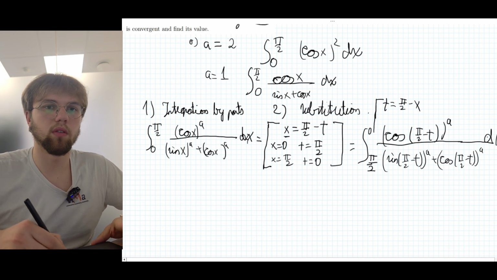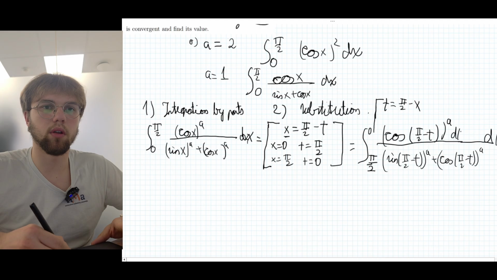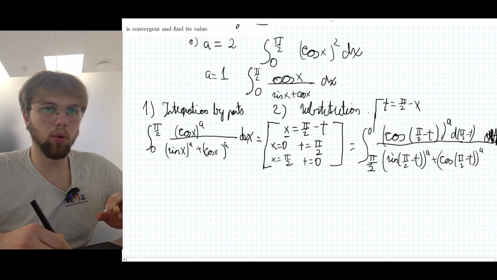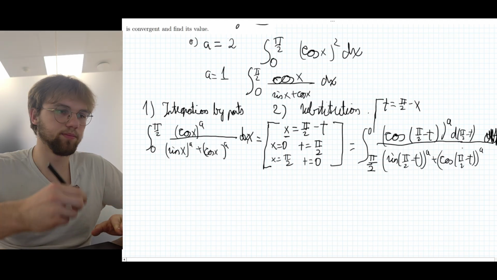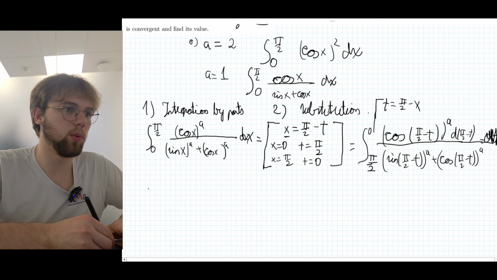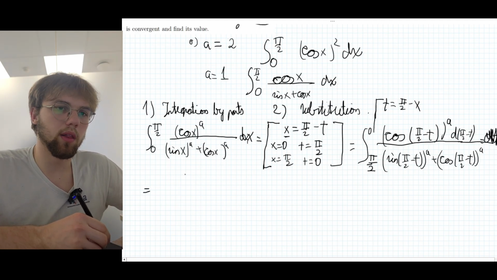Oh, this might have gone. Yeah, I'll just write it here. I don't want it to go over the camera. So yeah, we have this. So this is equal to what? Well, now we want to simplify everything.